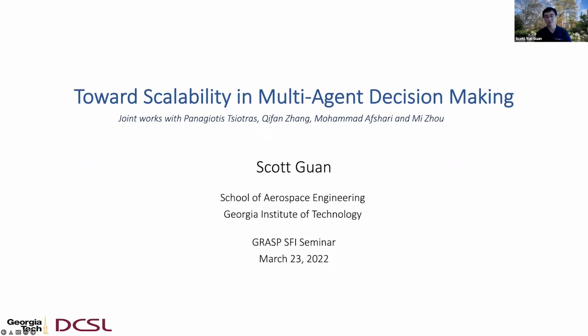Hi, everyone. I'm Scott Guan from Georgia Tech, and I'm advised by Professor Panagiotis Sieltrus at the School of Aerospace Engineering. I'm honored to be a guest speaker at the GRASS SFI seminar series. In this talk, I will discuss a couple of projects I've been working on aiming to address the scalability issue in multi-agent decision-making problems.